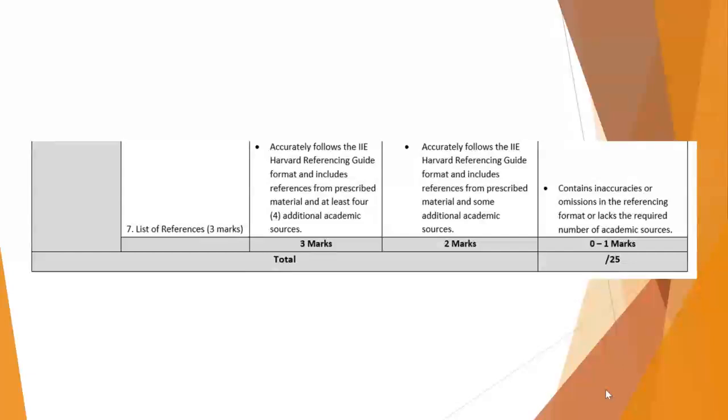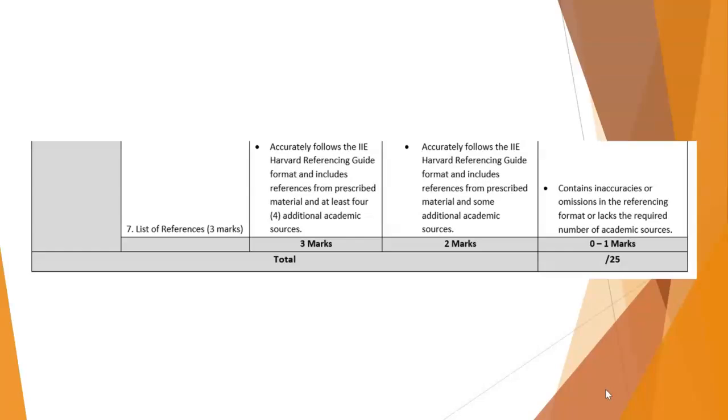And then the list of references, that is for 3 marks, accurately follows the IIE Harvard referencing guide format and includes references from prescribed material and at least 4 additional academic sources. So, I know in semester 1 we really went through it in a lot of detail, so by now most of you have quite a bit mastered that skill of referencing. And for doing that, according to the IIE Harvard Referencing Guide, and for using your prescribed material and 4 extra sources, you're going to get those 3 marks.